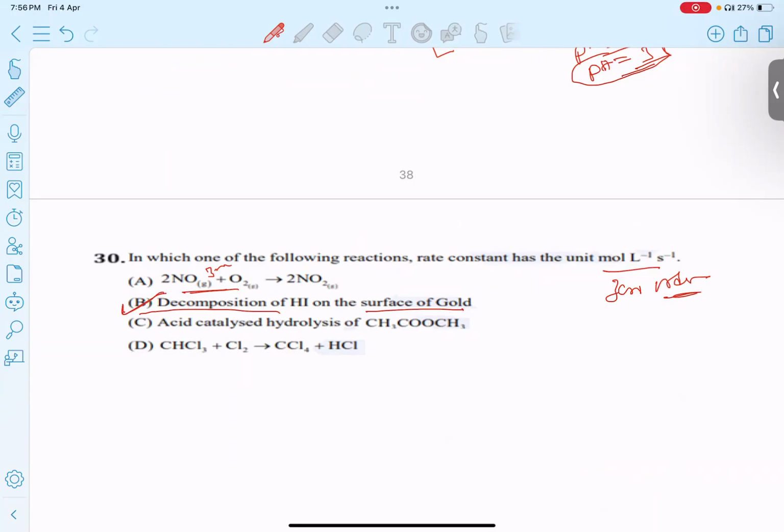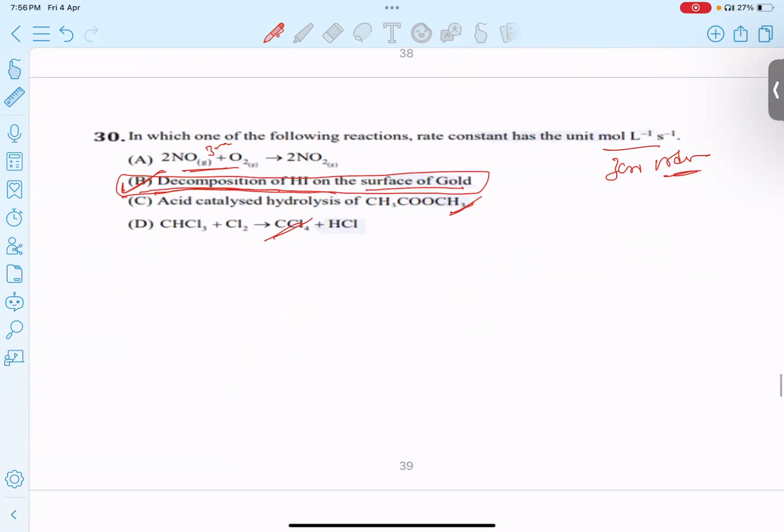Here, acid catalysis of hydrolysis is a pseudo first order reaction. Then CH3Cl, CHCl3 and Cl2 is a second order reaction. So the zero order reaction is the decomposition of hydrogen iodide on the surface of gold. All surface catalytic reactions are zero order reactions. Therefore, the correct option is B.